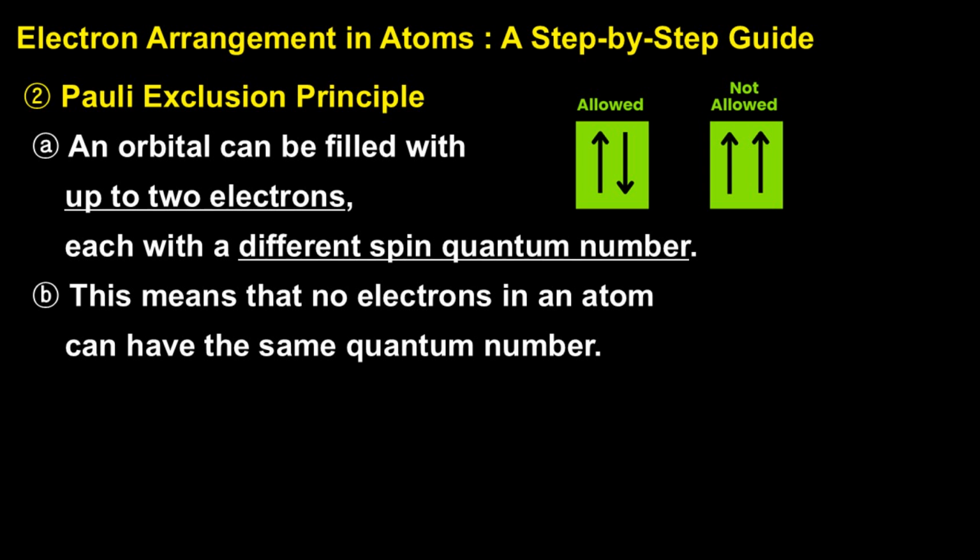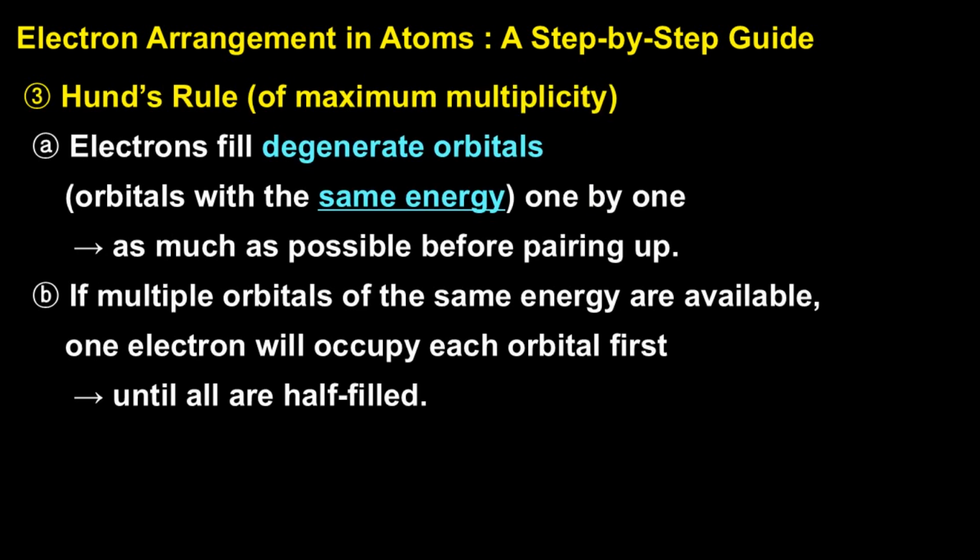There's another big consequence of this rule. No 2 electrons in the same atom can have the exact same set of quantum numbers. Each electron has its own unique combination of n, l, m sub l, and m sub s.